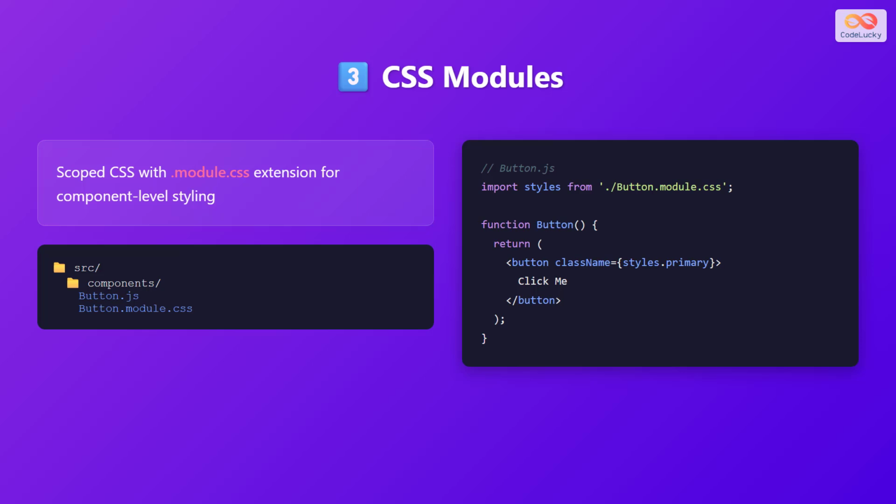Now let's look at the code. First, import styles from button.module.css. Then within the button component, use the styles object to apply styles. In this case, the className is set to styles.primary, which references a style defined in button.module.css. This approach ensures that styles are scoped to the component, avoiding naming conflicts.